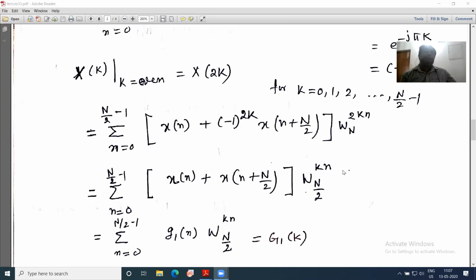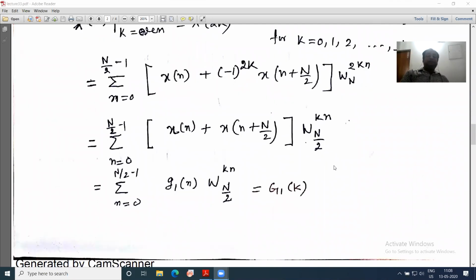Is it all right? So in W_N^(2kn), I can take the 2 to the bottom, so I can write W_(N/2)^(kn). Now I am writing this part, x of n plus x of n plus N by 2, as g1 of n. So g1 of n is multiplied by W_(N/2)^(kn).